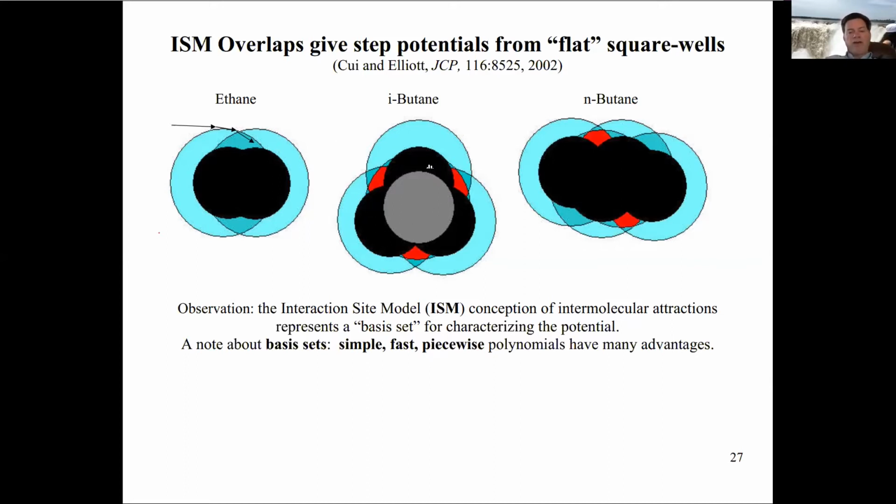If we have isobutane, we can have a three-step potential. In fact, even n-butane has triple overlaps. I call this region of double overlap of the interaction sites a kind of cooperative attraction region. You may hear me talk about that sometime in the future. So this is what I'm talking about. Do molecules really act like that? We're assuming that they do. I think they do a little bit, but not as much as we assume they do.